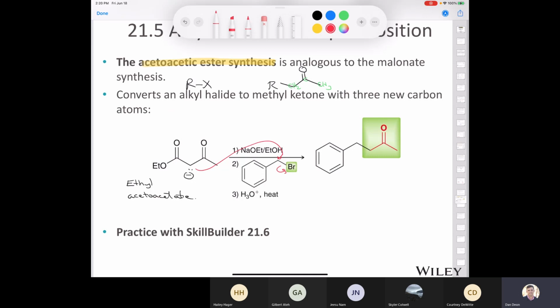And then you blow that apart with acid, and it does a decarboxylation, right? You end up losing carbon dioxide, okay? And when you lose that carbon dioxide, you end up making this methyl ketone. All right, so that's the whole thing, and the mechanism is pretty much the exact same, the decarboxylation.